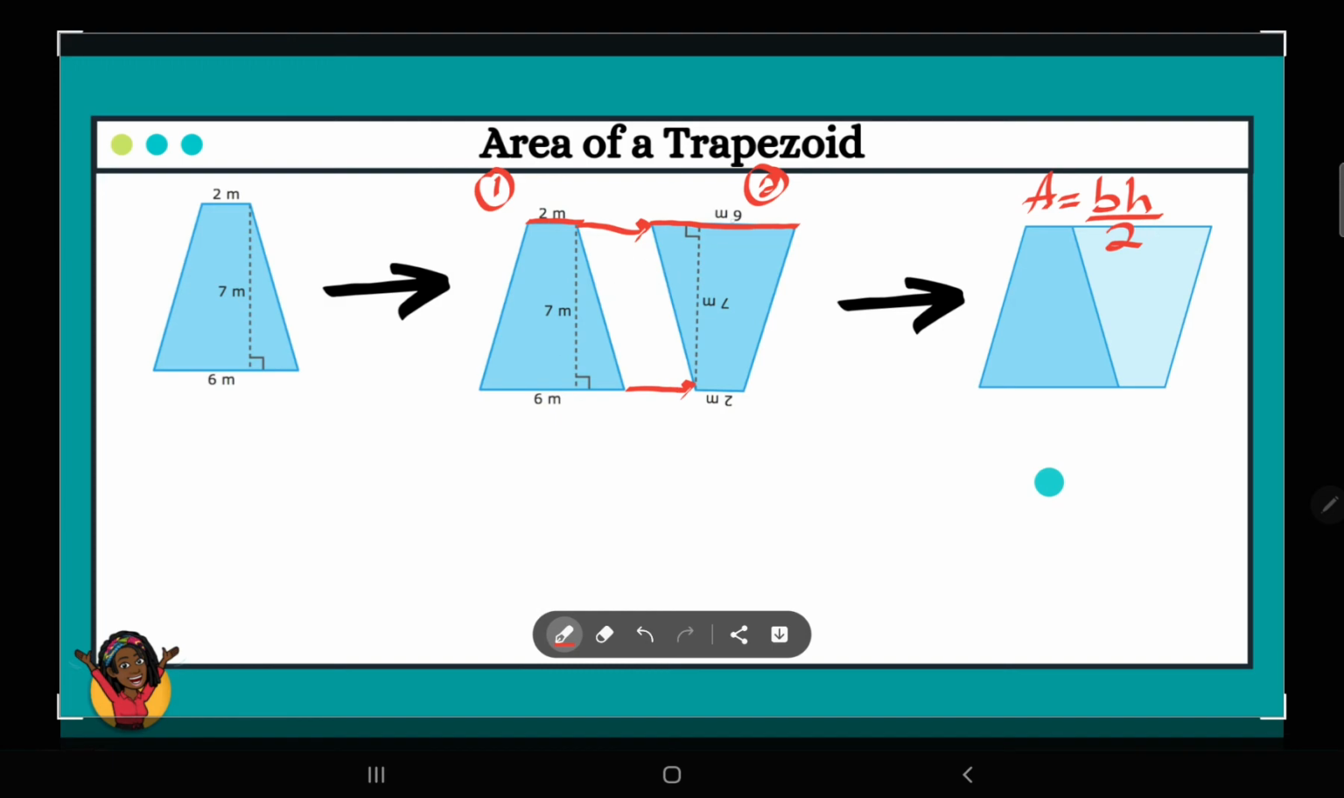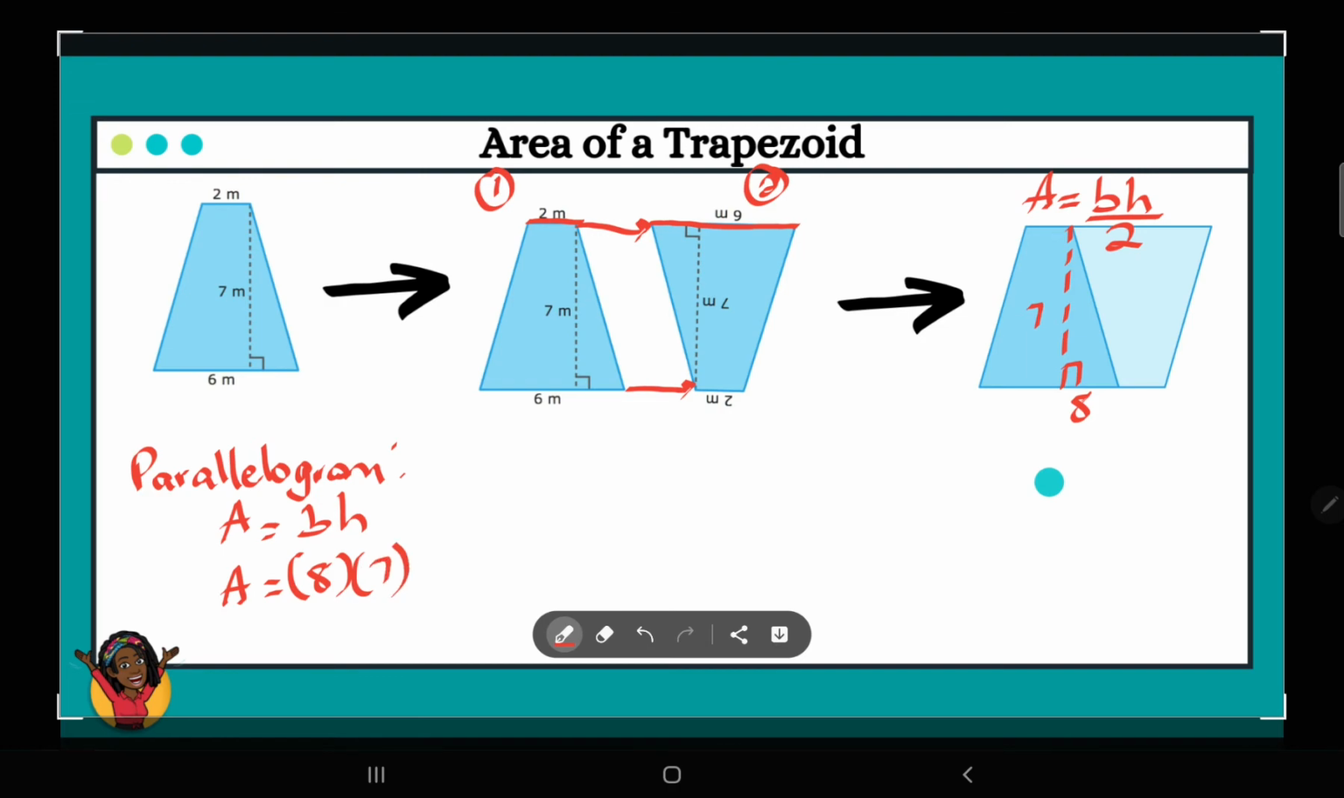So with this now, I'm given the dimensions of 8, and then my height, which is perpendicular to the base, is 7. So the area of the parallelogram, A equals base times height, where the base is 8 and the height is 7. The area of the parallelogram is 56 meters squared.